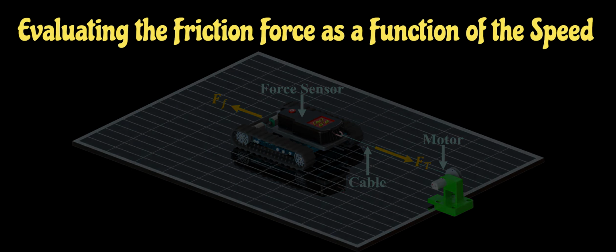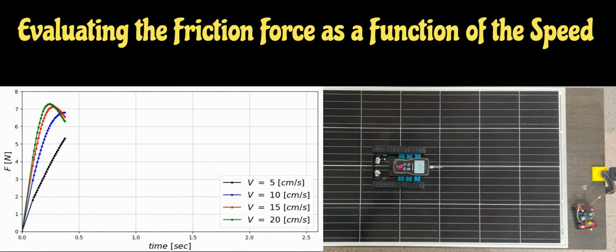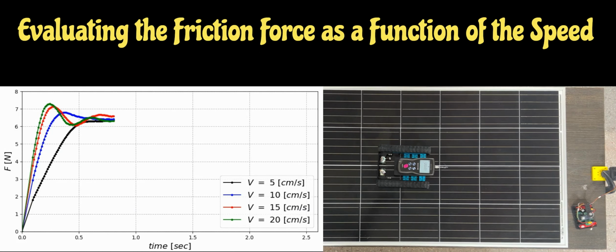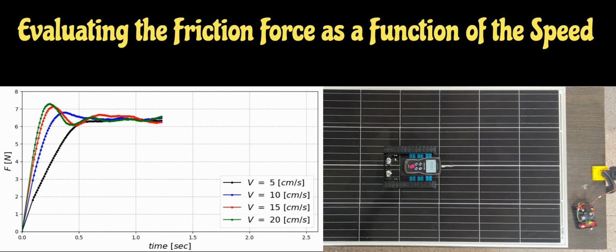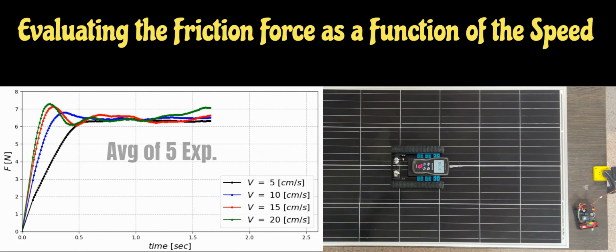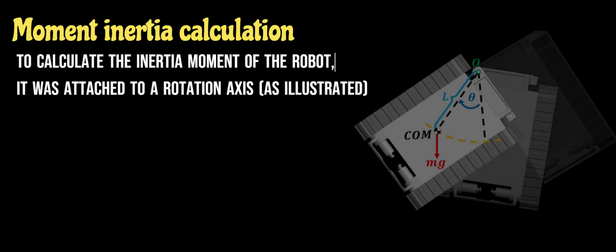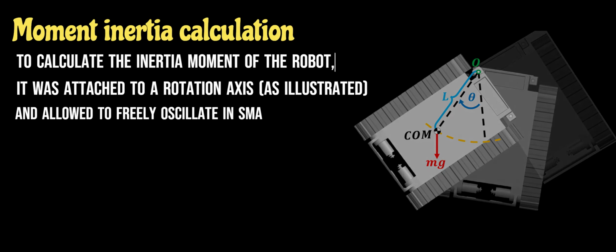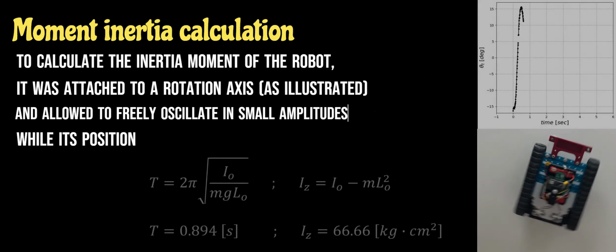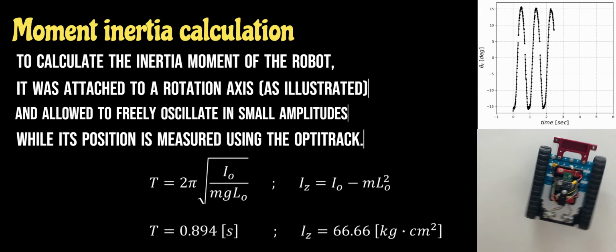To evaluate the friction acting between the tracks and the panel, we developed a traction system to pull the robot at different speeds while measuring the traction force. To calculate the inertia moment of the robot, it was attached to a rotation axis, as illustrated, and allowed to freely oscillate in small amplitudes while its position is measured using the OptiTrack.